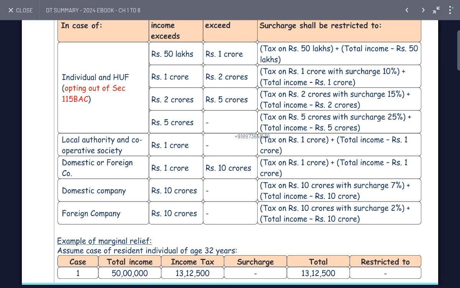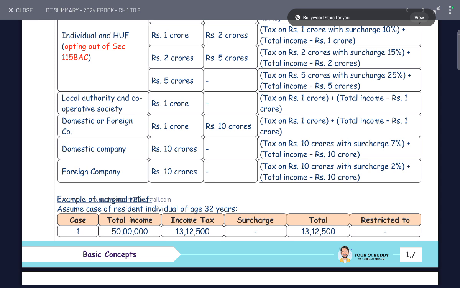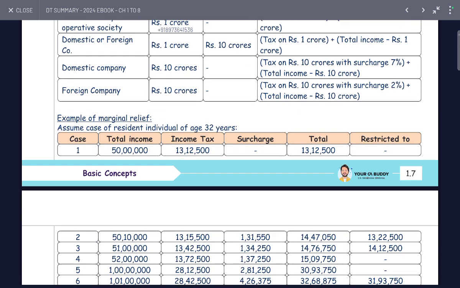The local authority and the cooperative society: 1 crore, 2 crore. Total income up to 10 crores with surcharge of 7%. Total income of 10 crores. Total income of 10 crores with surcharge of 12%, 2% in total income.